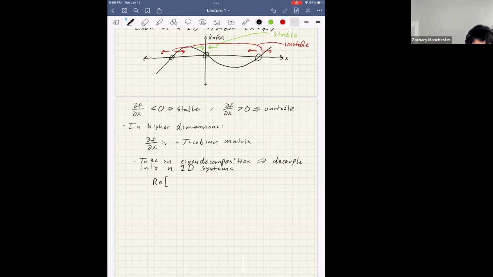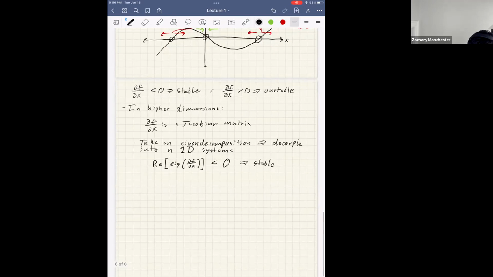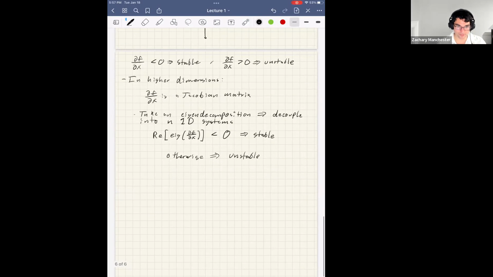And we can look at the real parts of those eigenvalues, it turns out. So we'll write it like this. I take this eigen decomposition of my Jacobian, and I look at the real parts of the eigenvalues. If they're all negative, this is saying all n of those little decoupled 1D systems are stable, so we can say that the whole system is stable. And otherwise, it's unstable. There's some subtlety in here, but practically speaking, that's what you want to look out for.